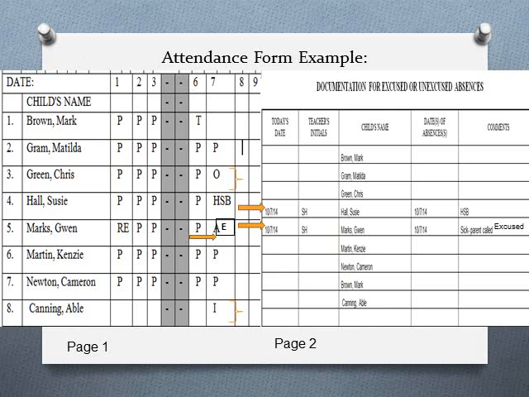Gwen Marks was also absent on this day, but she was sick. On page 1, her attendance was coded A. However, after consulting with the senior case manager, the absence was coded E for excused. Further notes are provided on page 2 to document her absence due to sickness.